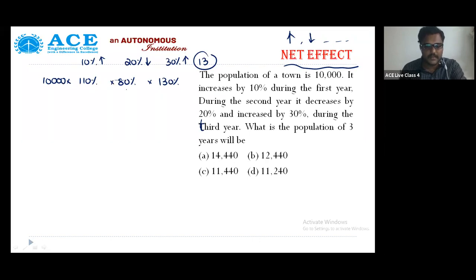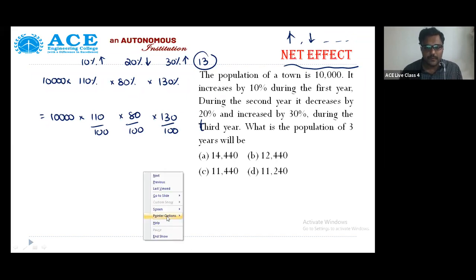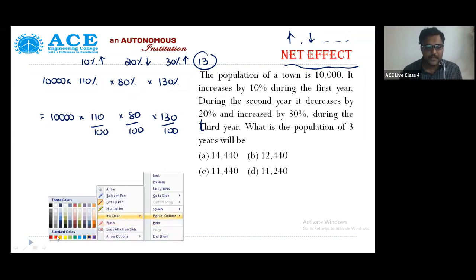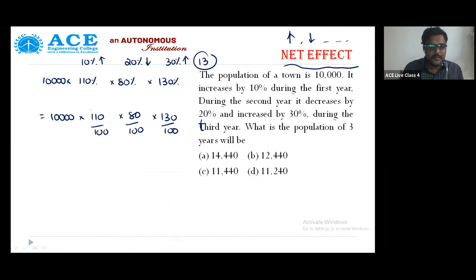30% increase. Okay. If you just do this calculation, 10,000 into 110% means 110 divided by 100, 80% is 80 divided by 100, 130% is 130 divided by 100. If we just do all this, we got 11,440 as the answer. You just cancel all the common terms.